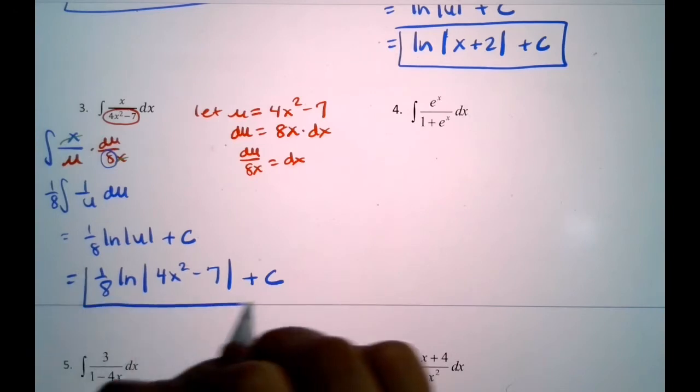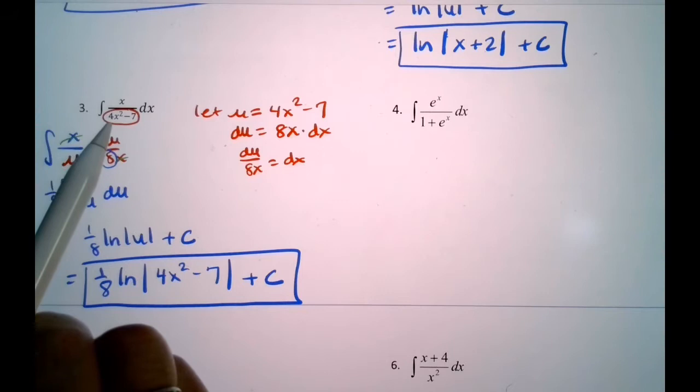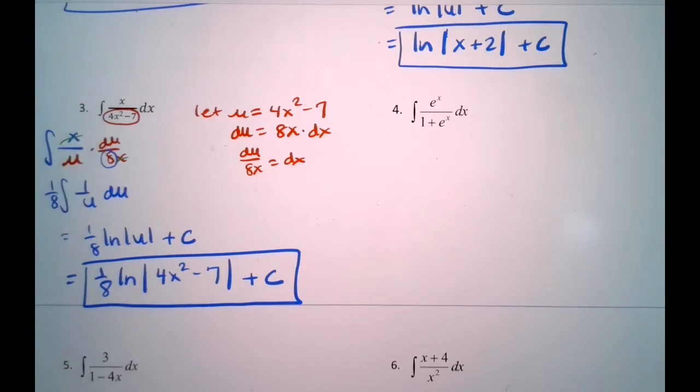Okay. Now, I'll just mention this whenever I can. If you feel uncomfortable about this being the right answer, you have a way of handling that. You could take the derivative of this answer and end up with the original thing inside. And if you do that, it will check out, and it should make you feel better about checking your work. You have a way to do that.